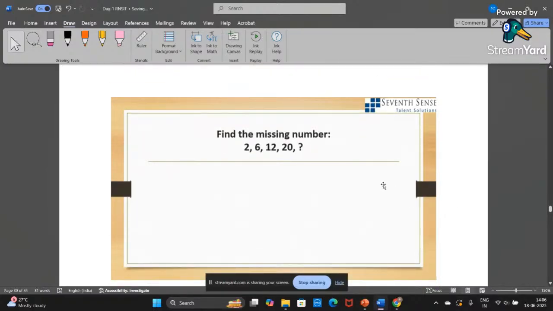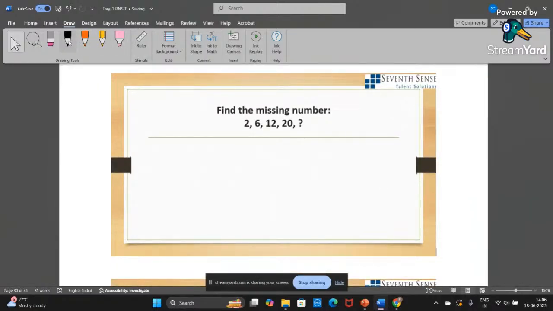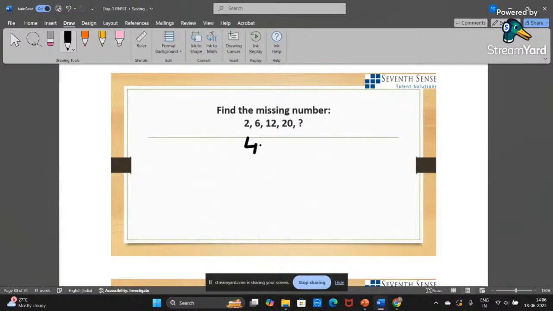Next. This is done. The next one. 2, 6, 12, 20. Here again, you have to find the difference between two numbers. So 4, you have to check in every possible way. 6, here 8. What is happening here? The difference is increased by 2. So the next difference will be 10.